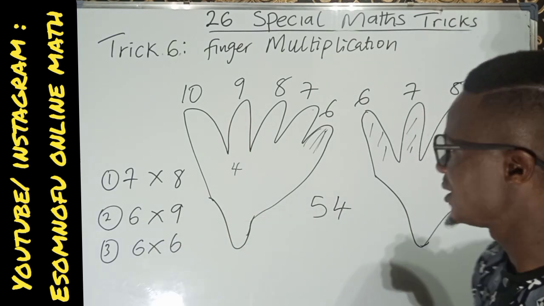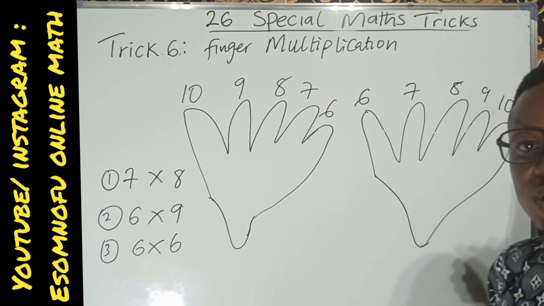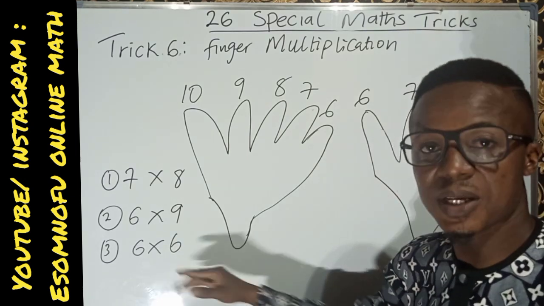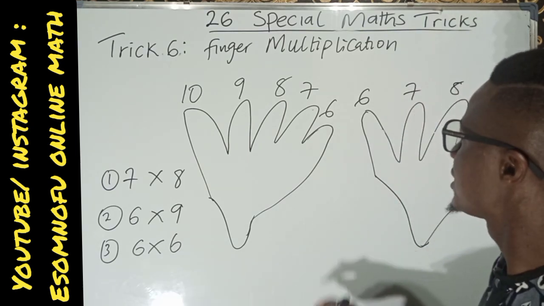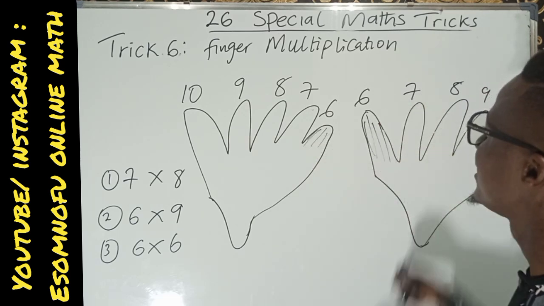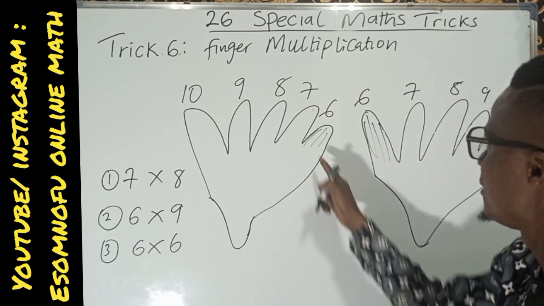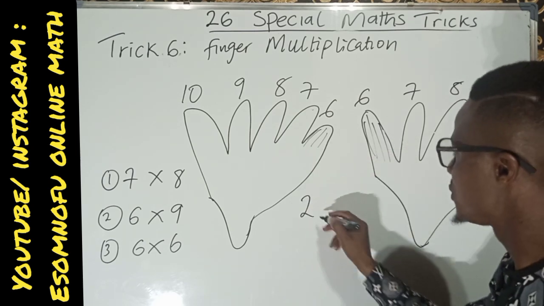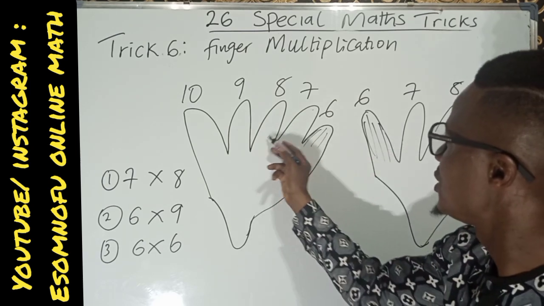Let's go for the last one. Okay, in the last question here, we have 6 times 6. 6 times 6, you shade 6 down, and you shade 6 down. How many fingers are shaded? 1, 2. You write 2. How many unshaded here? 1, 2, 3, 4.